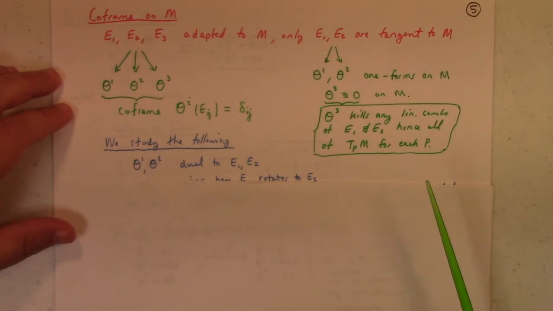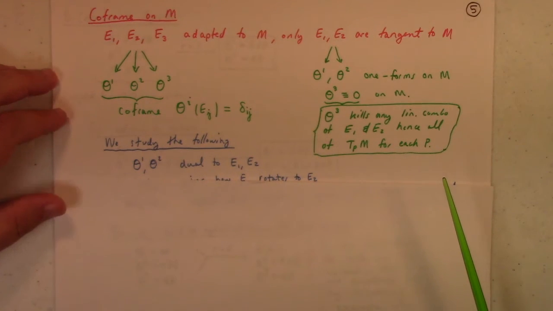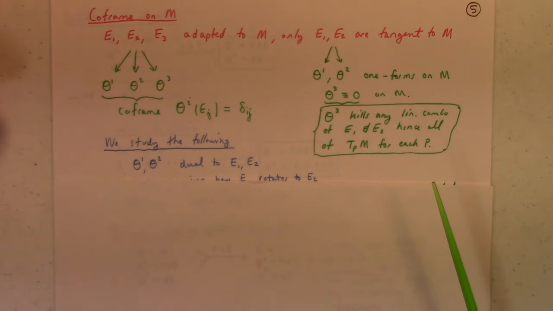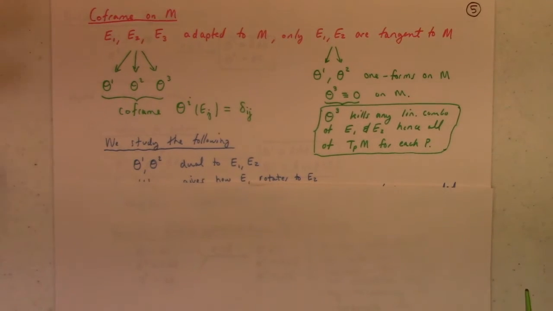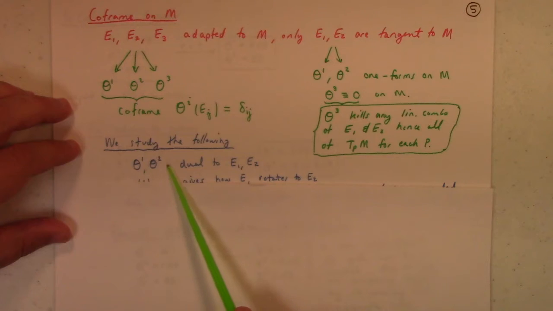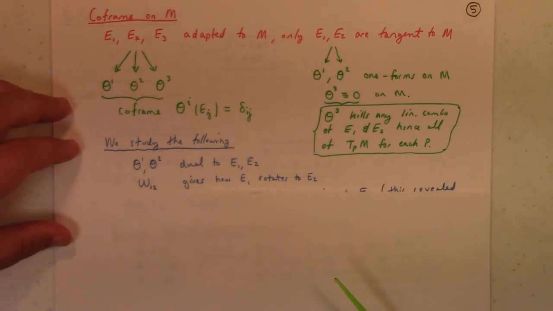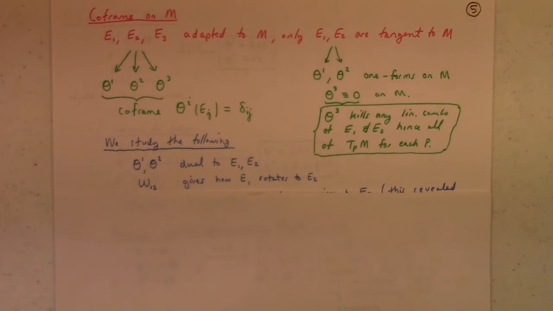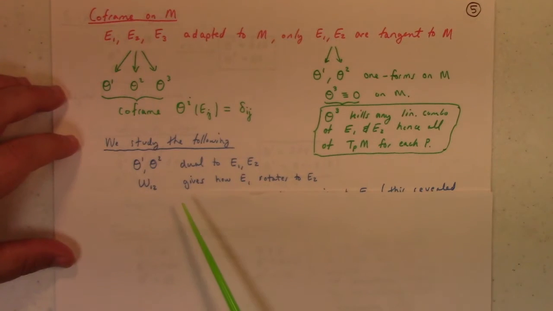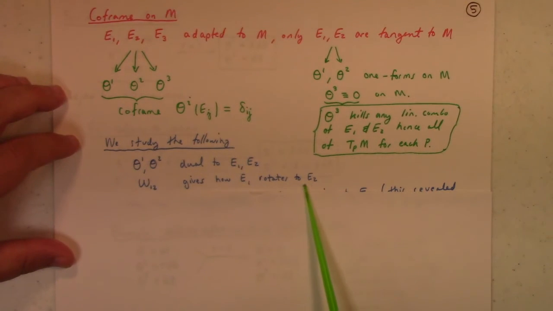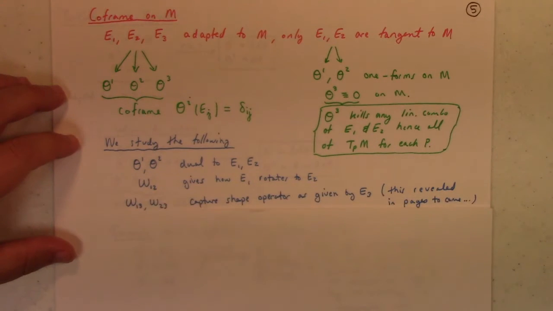As I mentioned before, to be consistent with other books which care more about locations of indices, it maybe should be the case that we write omega ij with one i down and one j up, or vice versa, depending on the convention. Again, I'm not getting into that, although I'm starting to get into that by writing these up. Anyway, shockingly different books use different notation. So omega 1, 2 gives how E1 rotates to E2, and omega 1, 3 and omega 2, 3 capture the shape operator by E3, as this is revealed in pages to come.